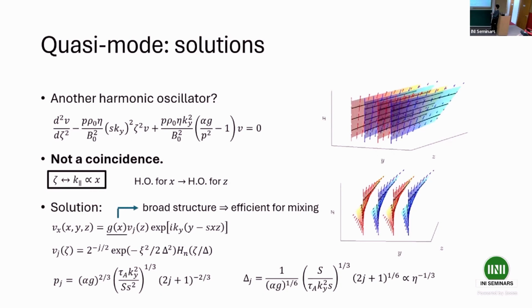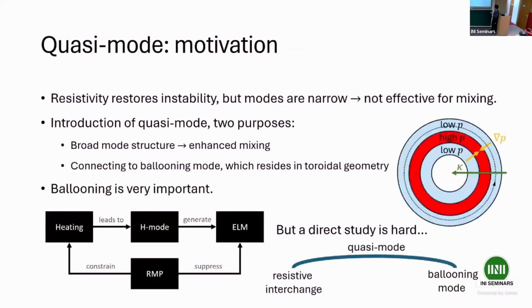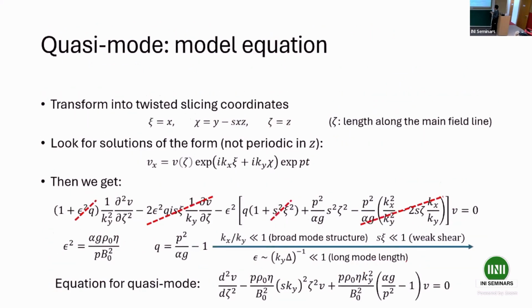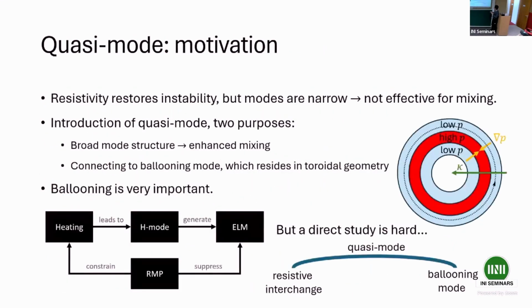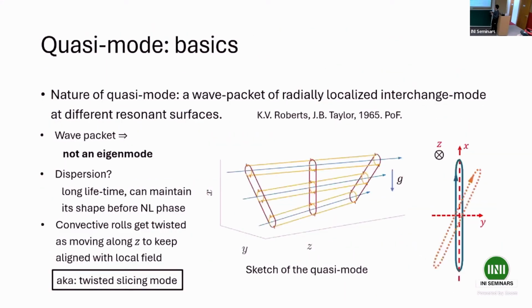So this is the equation we finally get. As you can see, it has a structure similar to the harmonic oscillator in quantum mechanics. The equation for the resistive interchange mode is also a harmonic oscillator. So here we get another one.